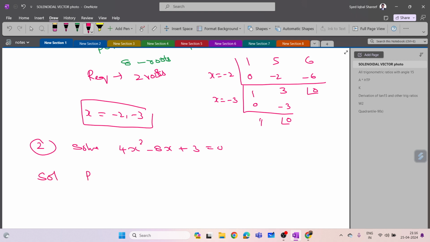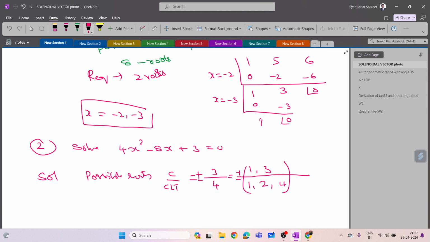So the solution: first, possible roots. The possible root is the constant by the coefficient of the leading term. The constant is 3, plus or minus. The coefficient of the leading term is 4. Now the factors of 3 are 1 and 3, and the factors of 4 are 1, 2 and 4. So this will be plus or minus.